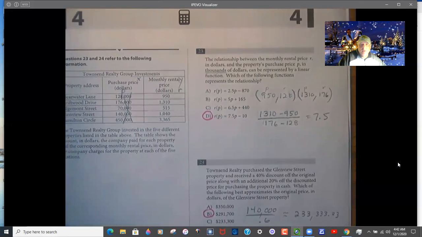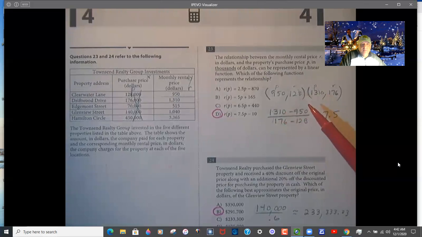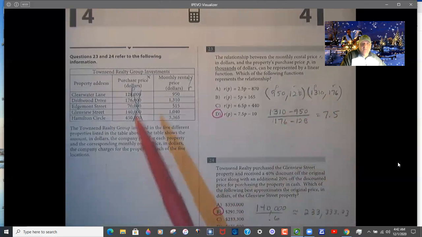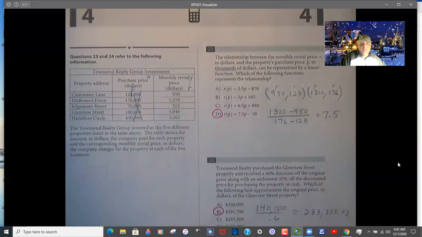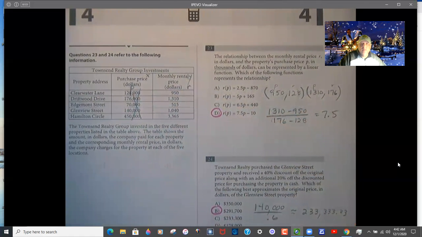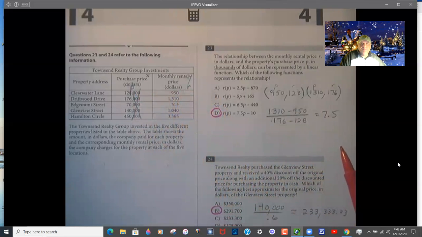So problem 23, which of the following functions represents the relationship? So you want to do a slope calculation, but the problem is, I just picked the first 2. You have to know that this is in thousands of dollars. The equation's represented that way. So you have to lop off the last 3 zeros when you calculate the slope, or else you'll get 7,500 p minus 10. But you just want to write those 2 down. And also the trick is that the R is the Y and then the P is the X.